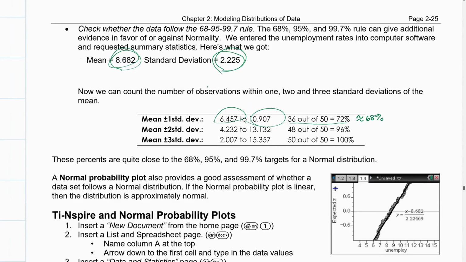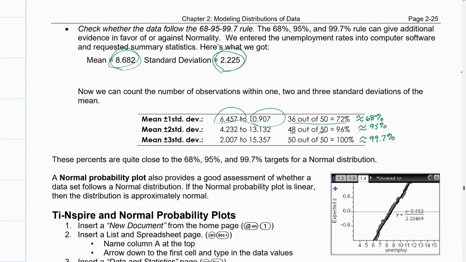Now, if everything is normal, this should be about 68%. Is 72% about 68%? Yeah, it's about that. Within two standard deviations of the mean, we got 48 out of 50, which is 96%. If it's normal, it should be about 95%. That looks pretty good as well. Lastly, three standard deviations, we got 100%. Is that approximately 99.7%? Yeah, it's about 99.7. So we're going to say those are pretty close, and that again indicates normality.